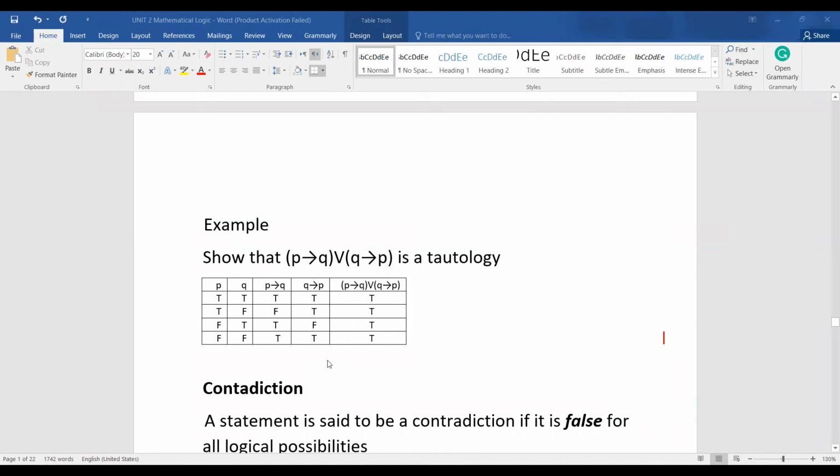Now we will do the OR value for both of these two tables. True or true gives a true value. False or true gives a true value, because in OR we need only one to be true. If true or false gives true, and false or false gives false. Here we got the last column with all true values, so it's called a tautology.